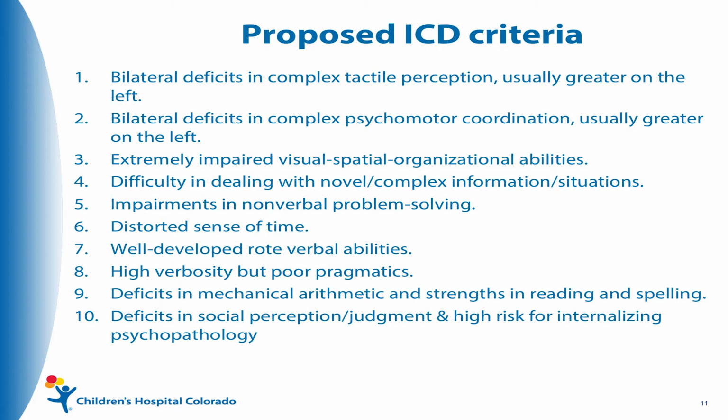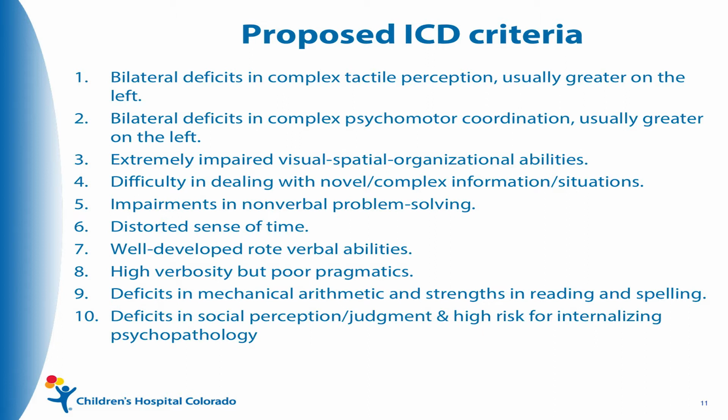Also talked about the complex psychomotor coordination, which we've talked a little bit about. Again, that's this idea of clumsy behaviors or behaviors that might be indicating some kind of gross motor weaknesses. We also see extremely impaired visual spatial organizational skills. So again, that idea of being able to interpret and replicate visual information is something that we see as an area of potential concern.